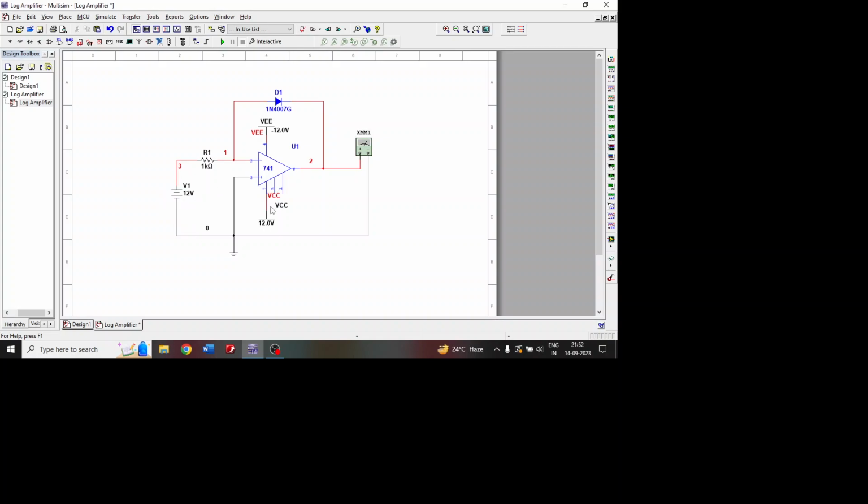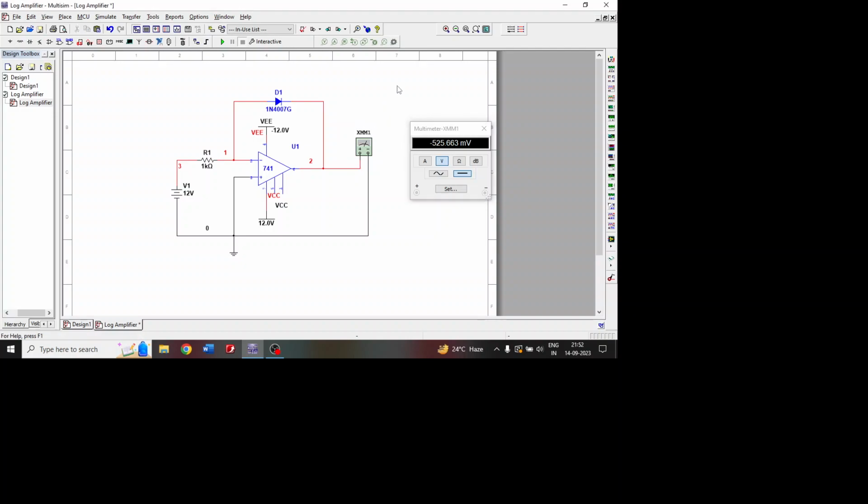Plus VCC at pin number 7, minus VEE at pin number 4. These two voltages are given, and output is taken at pin number 6, measured using a multimeter. When I click on the multimeter, I am measuring a DC voltage. So this is regarding the log amplifier.